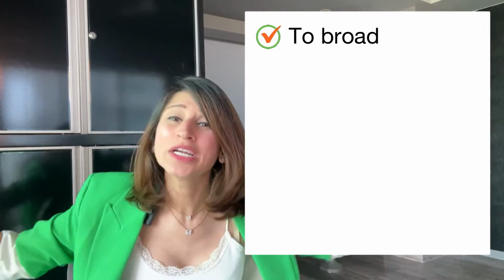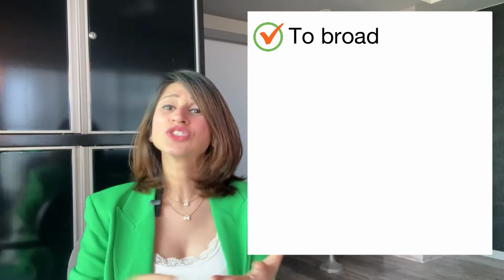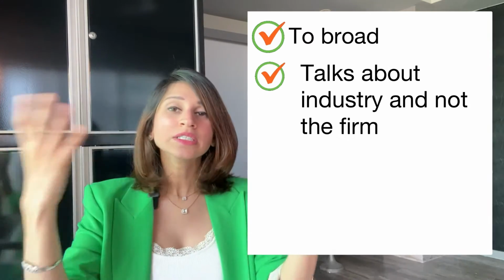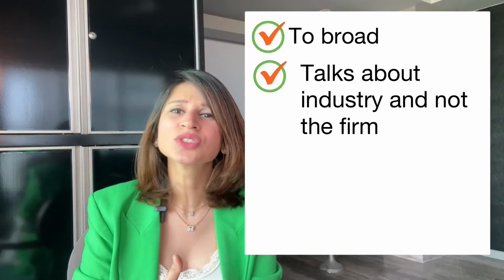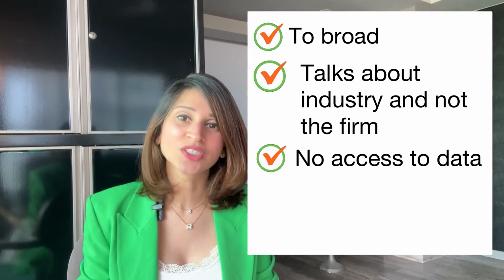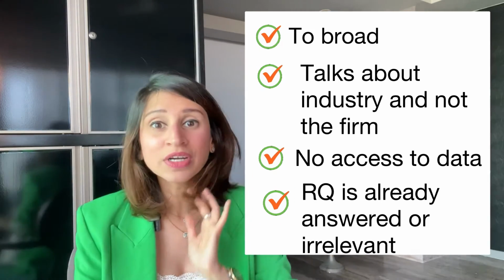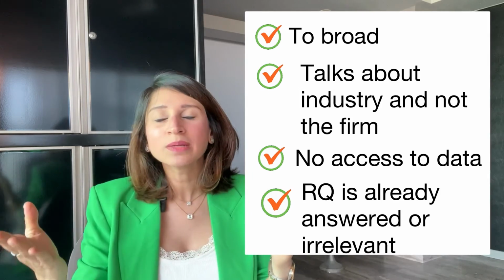There are many things that can lead to a bad research question, but there are a few things I commonly see in students' first iteration of their questions. One, either the question is way too broad, it considers too many aspects of the business's functions, for example, HR, business, strategy, or they talk about the industry as a whole and not just the firm, or probably it requires some amount of data which the student has no access to, or probably the question has already been answered, or the question is irrelevant. Also, sometimes a question may have a very obvious answer.